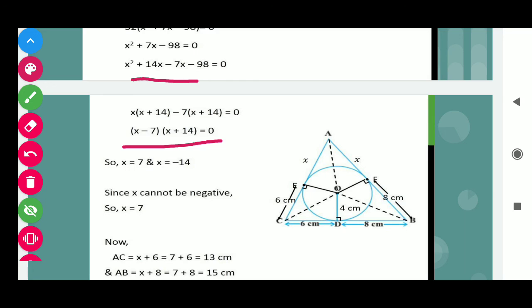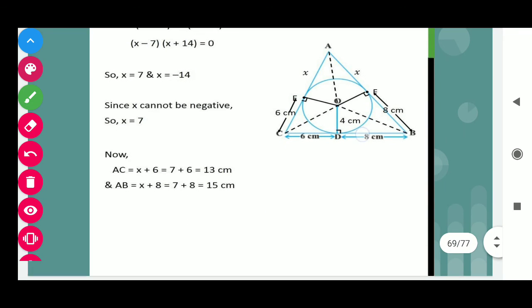A side can never be negative, so we reject x equals minus 14. In this way the value comes x equals 7. So students, put the value 7 in the sides. AC is what? x plus 6. So 7 plus 6 is equal to 13 centimeter. Similarly, AB is equal to x plus 8, and 7 plus 8 is equal to 15 centimeter. So students, in this way we have calculated the sides of the triangle.